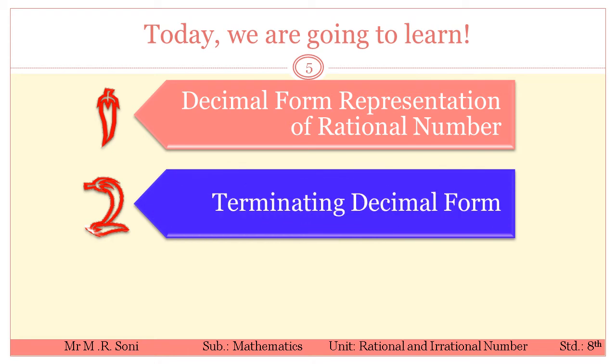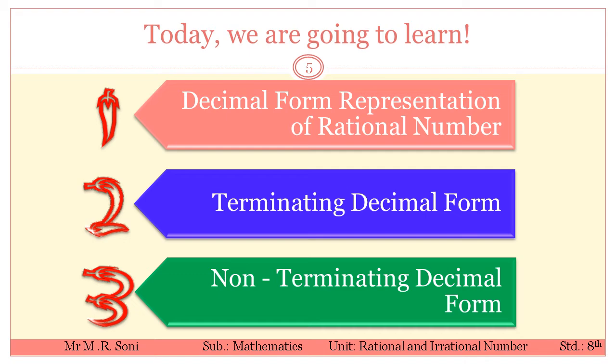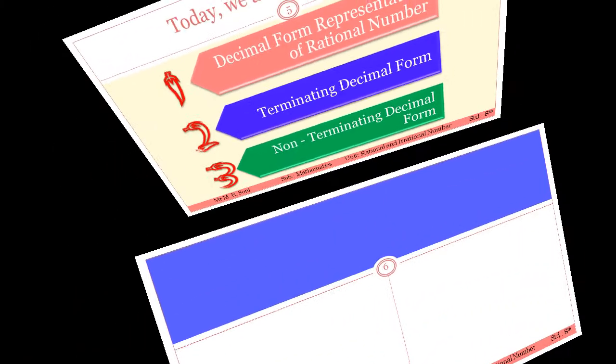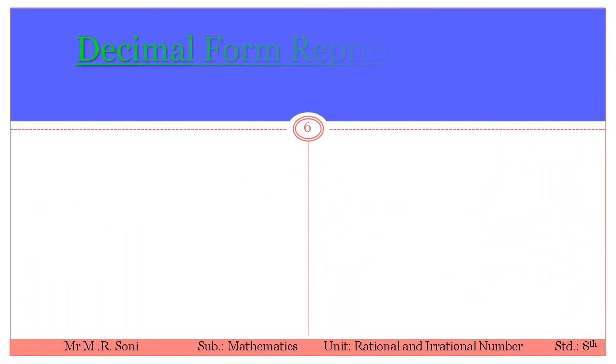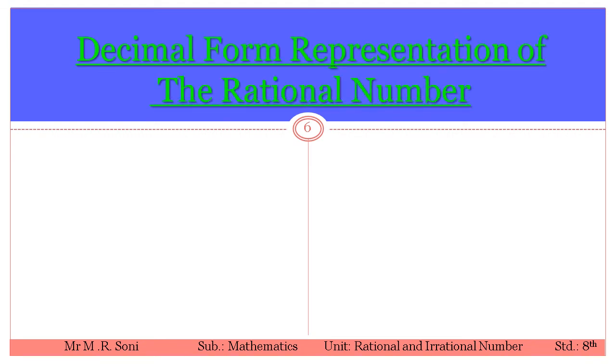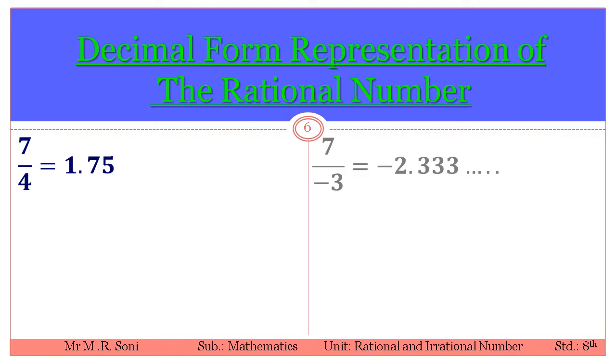Today, we are going to learn the decimal form representation of rational numbers: terminating decimal form and non-terminating decimal form. Decimal form representation of the rational number. 7 divided by 4 is equal to 1.75. 7 divided by negative 3 is equal to negative 2.333 and so on.